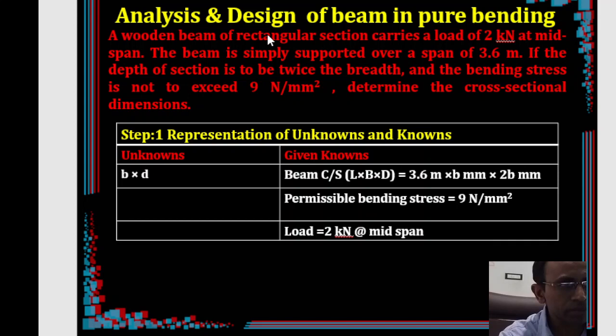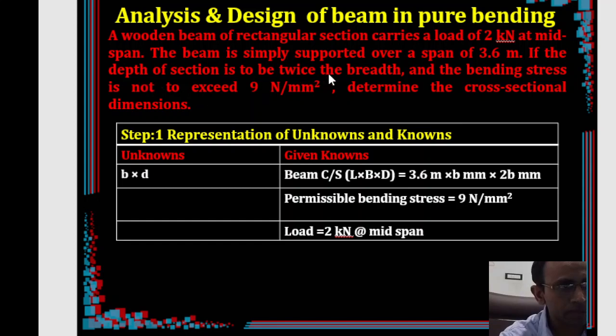We have a wooden beam of rectangular section that carries a load of 2 kN. So the magnitude and the position of the load, acting at mid position, were given, which is essential for calculating your bending moment. The beam is simply supported over the span. That means the support conditions are simply supported. The load is 2 kN and placed centrally on a simply supported beam.